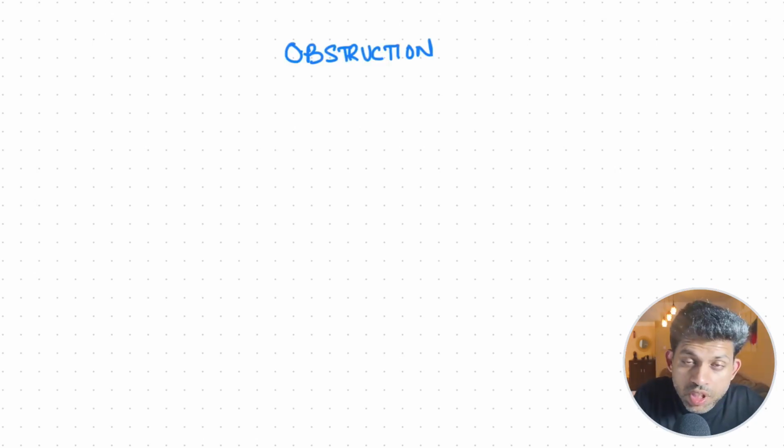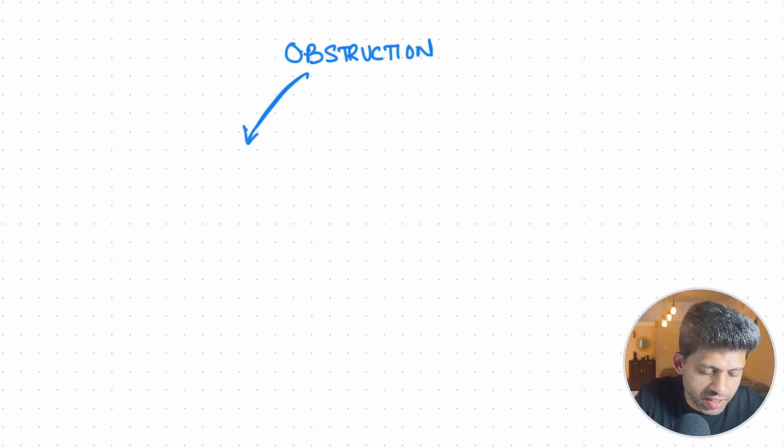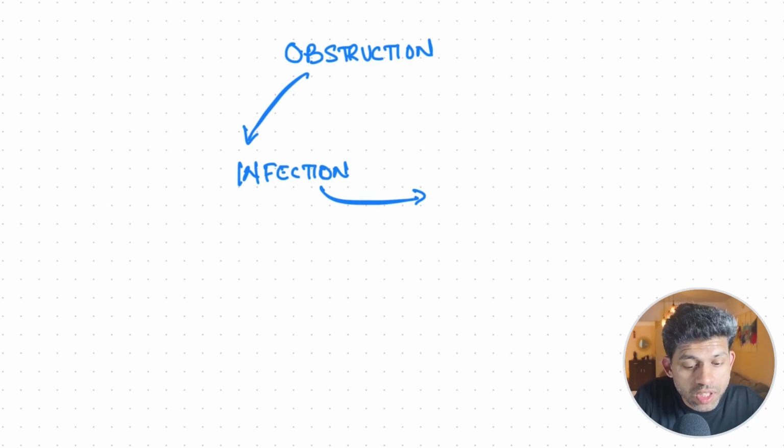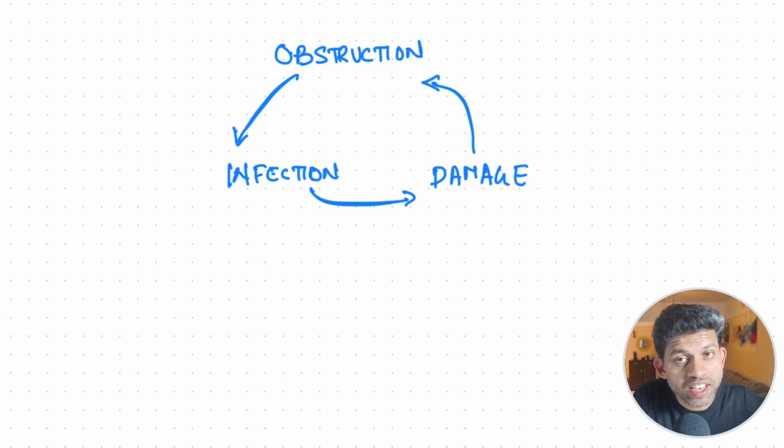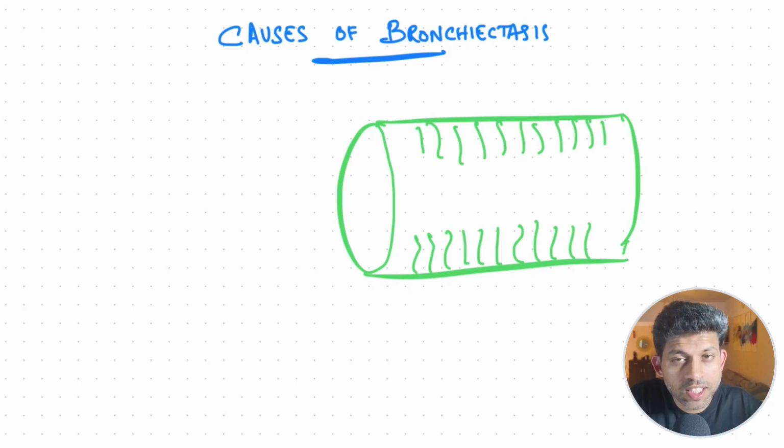There are two main forces involved. Obstruction of the airways leads to infection. Infection causes damage. Damage leads to further obstruction. Vicious cycle. This brings us to the causes of bronchiectasis.